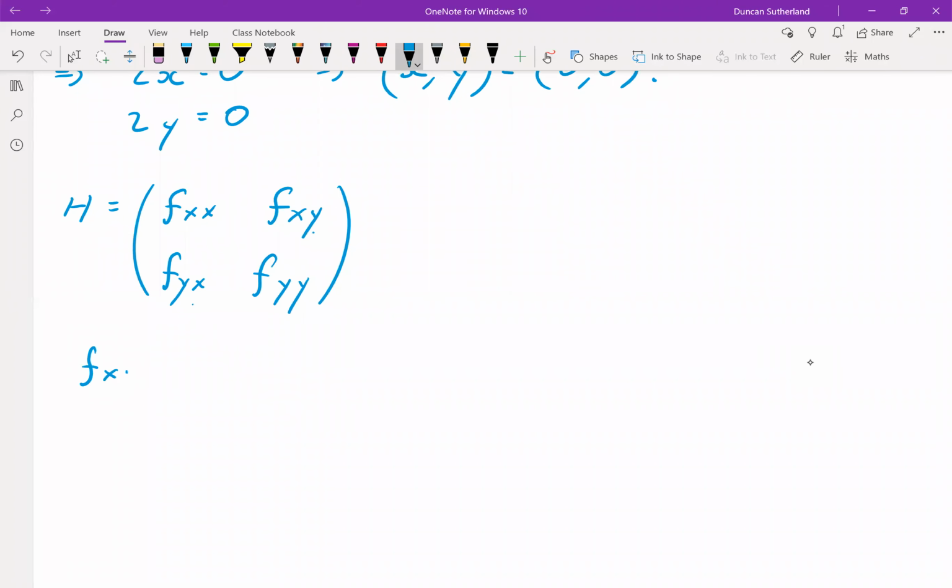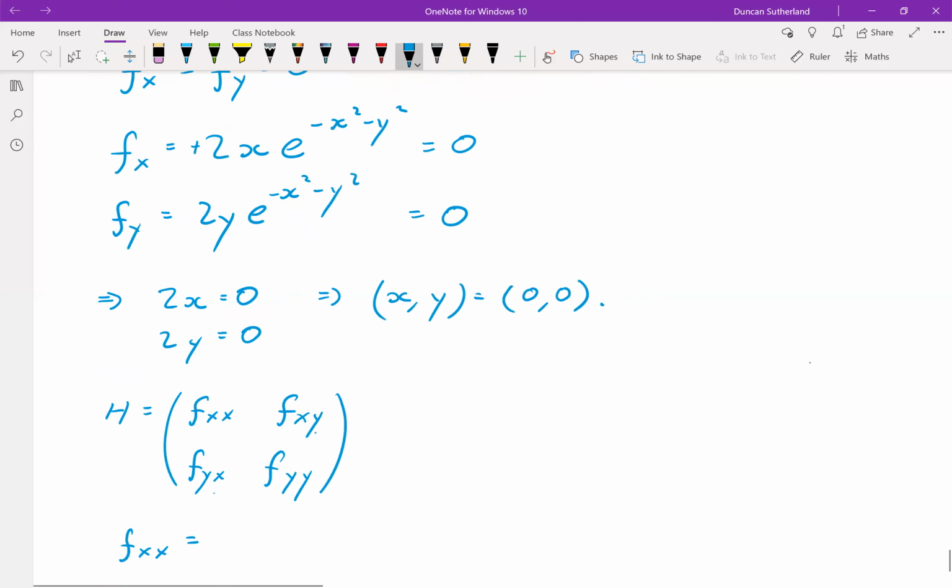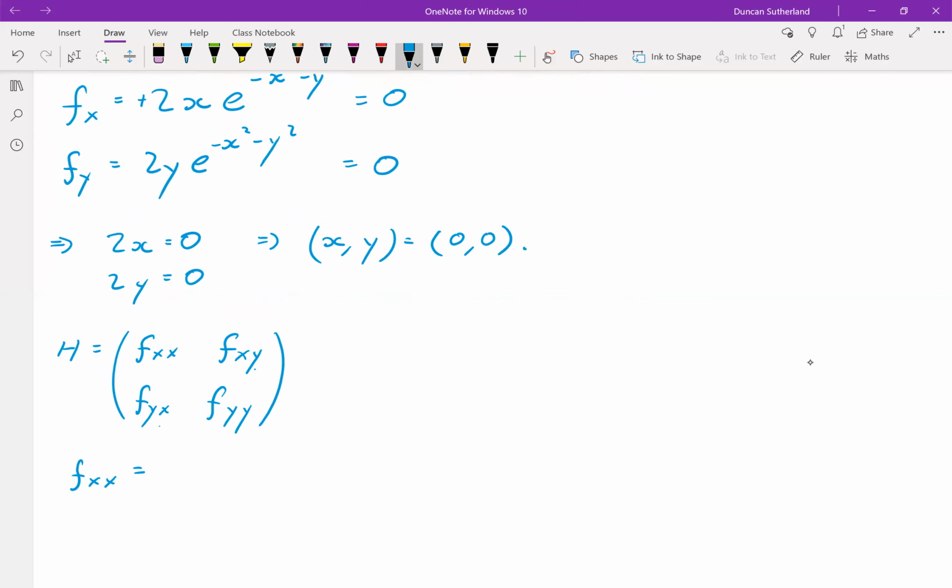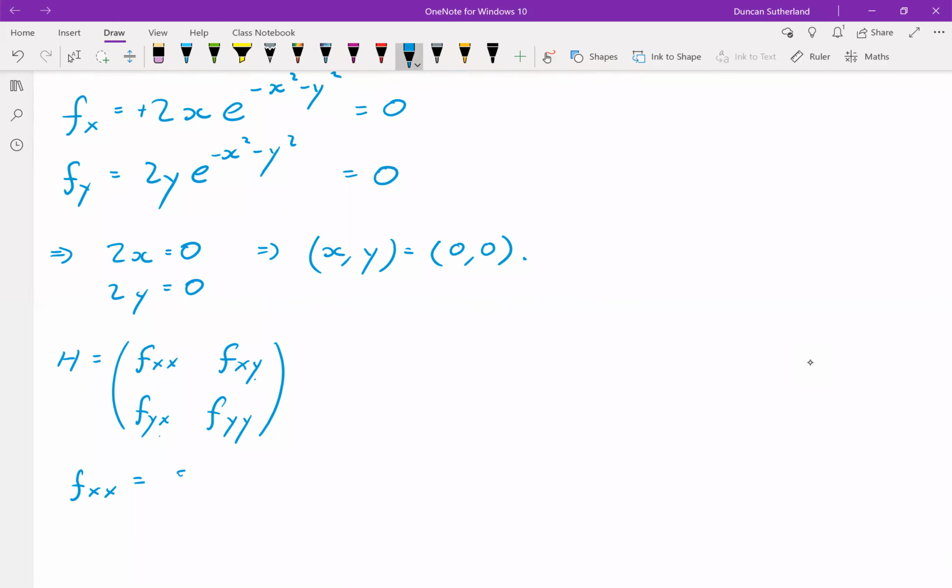So for the second derivative of this, we got to use our product rule. So differentiate the first one, leave the second part alone. We get 2x e to the minus x squared minus y squared. Differentiate the second bit, leave the first bit alone. Now we've got to use function of a function rule. So the e stays the same, but when we differentiate the argument of the e, we're going to get a minus, and another 2x, like so.